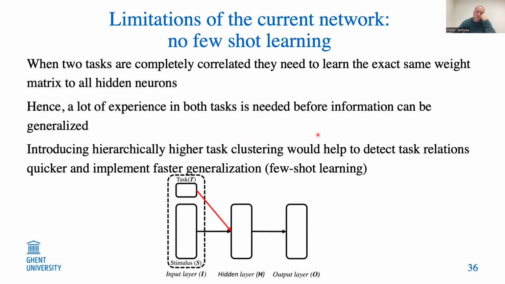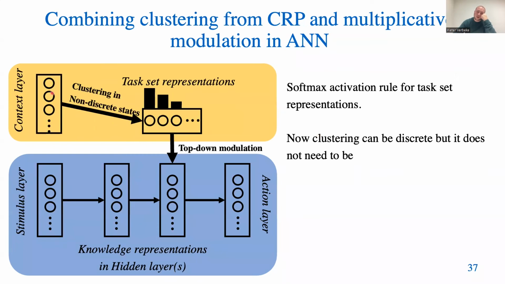So our idea was to basically combine artificial neural networks with this idea of hierarchical higher task clustering from the Chinese restaurant process. And that this would help to detect task relations quicker and implement faster generalization, so few-shot learning. So this would be our proposal for a novel network, which I still have to implement. So it has, again, this context and hidden layers, but now there is clustering in a task set layer. And at this layer, we would use a softmax activation rule, which would allow to use discrete clustering if this is necessary, but it does not need to be discrete, of course.